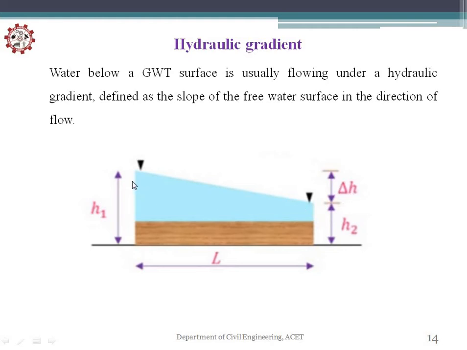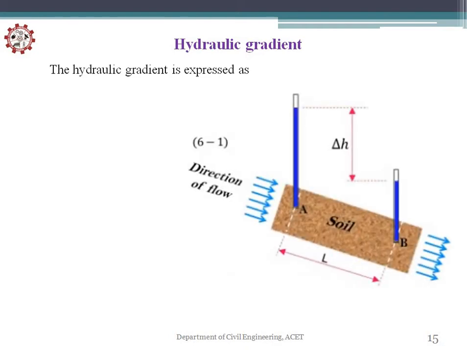So delta H is nothing but initial height minus final height, which will give you the hydraulic gradient with respect to the length of the sample. So the hydraulic gradient is expressed as, this is the diagram. These are the piezometers, piezometer 1 and piezometer 2. This is the soil with length L, the center to center distance between the two piezometers. If the direction of flow is like this, the water comes in at the first piezometer, then travels with respect to permeability and comes out at point B.